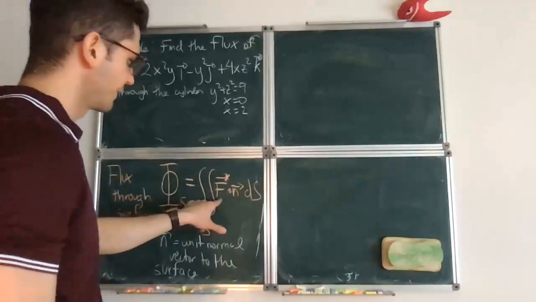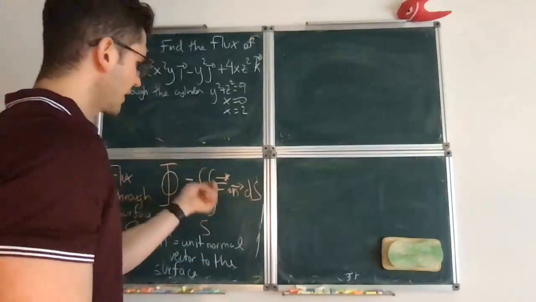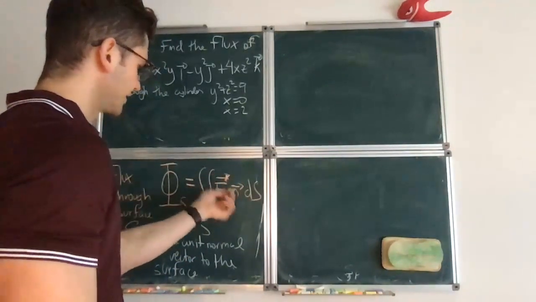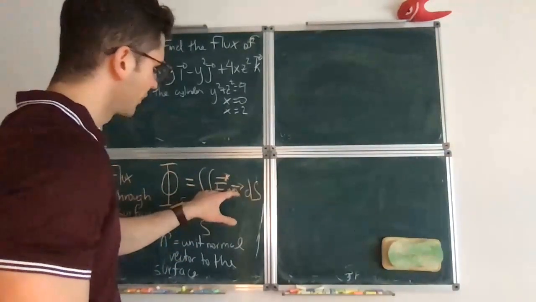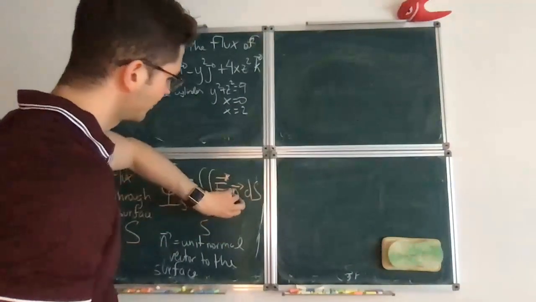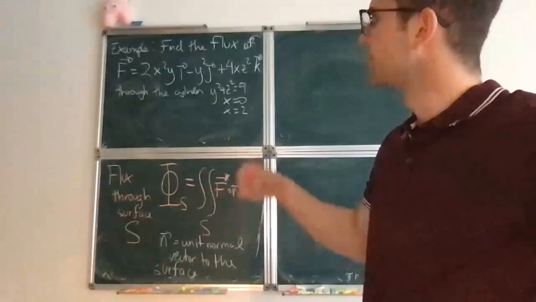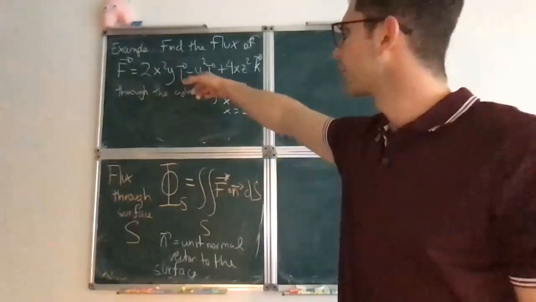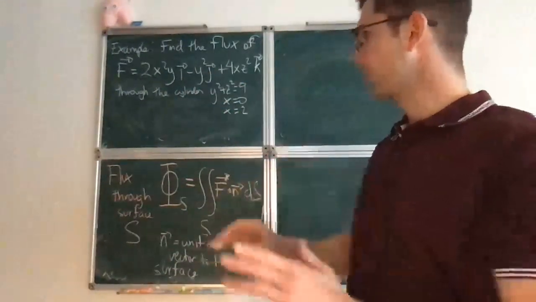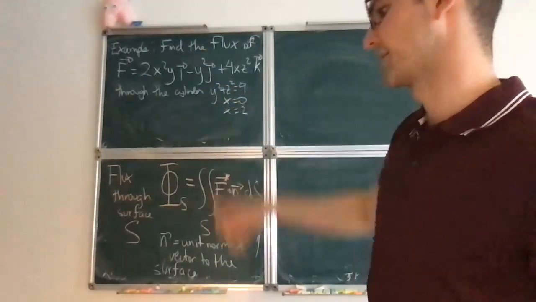You have a vector field, which you think of as the velocity of the fluid, and the part that's escaping or entering has to do only with the component of the vector field which is normal to the surface. So that's why you take the dot product with the normal vector to the surface, and then you integrate this. So what I would do is compute the flux for this vector field through the cylinder y squared plus z squared equals 9, x equals 0, x equals 2.